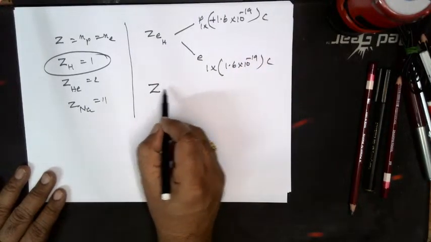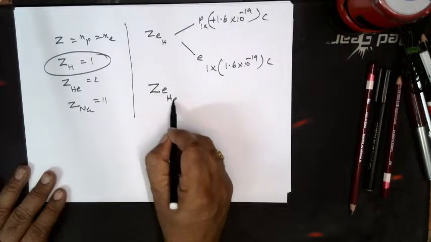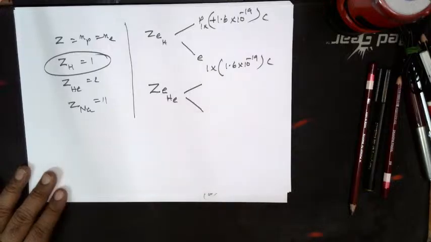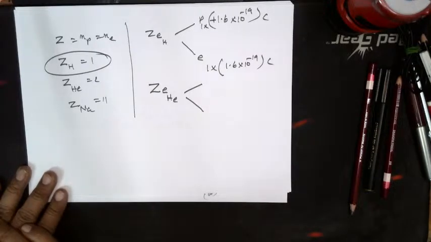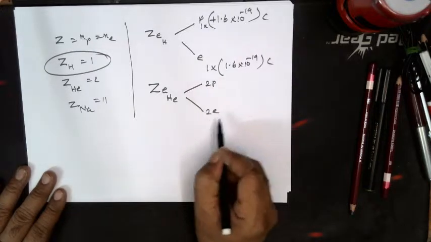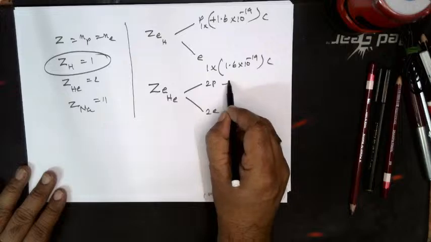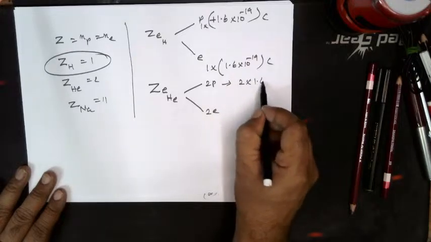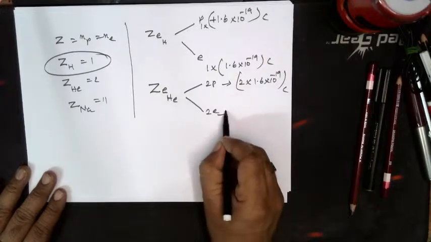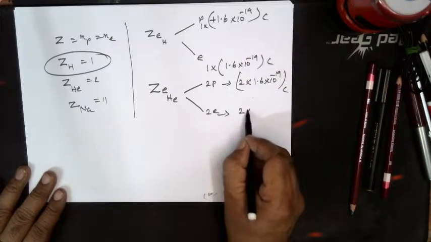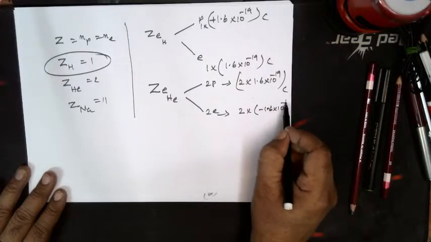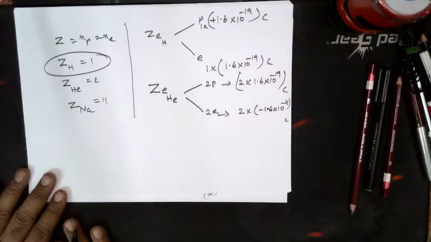Suppose this is Ze of helium. In that case, what about the protons? How many protons are there? 2 protons. Okay. So there are 2 protons and 2 electrons. In that case, what is the charge? That is equal to 2 into 1.6 into 10 power minus 19 coulomb. Do you understand this point? And here it is 2 into minus 1.6 into 10 power minus 19 coulomb. Do you understand this? Okay, right.